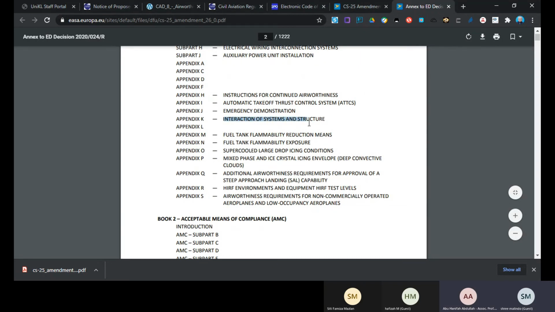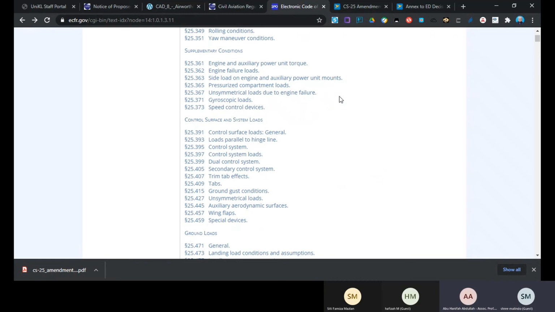Interaction of system and structure. Those are the loads that I just explained to you. The actuator has a push rod that pushes the control surfaces, but the actuator is attached to the aircraft structure, so they call it system interaction, because the actuator push rod is a system, the flight control system.